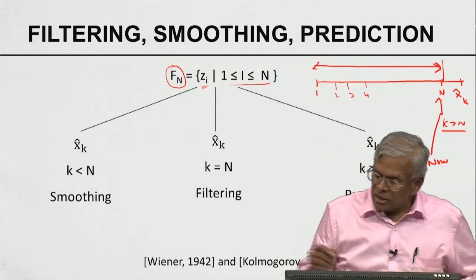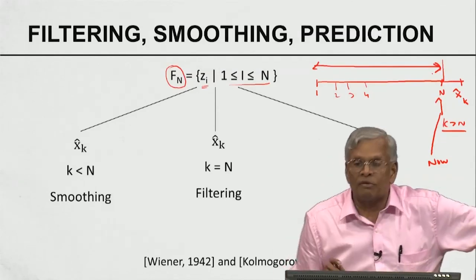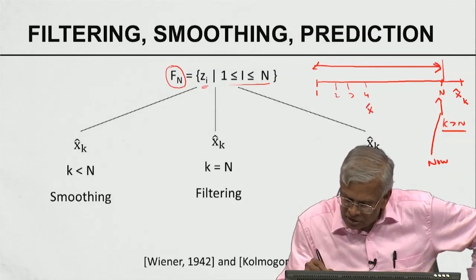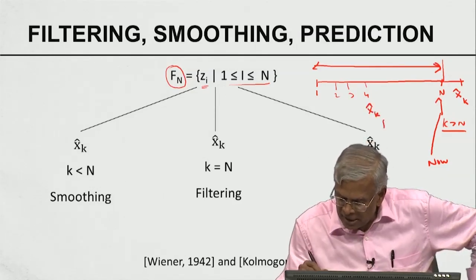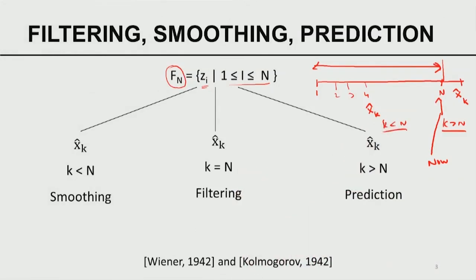On the other hand, suppose I have all the information from 1 to n. I want to go back. I want to be able to evaluate the state of a system x_k for some k less than n. That means I have the benefit of information from 1 to n, and I am still trying to estimate a quantity at a time k less than n. So, k less than n means past. K greater than n means future. Estimating a quantity in the past, when k is less than n, is called smoothing.